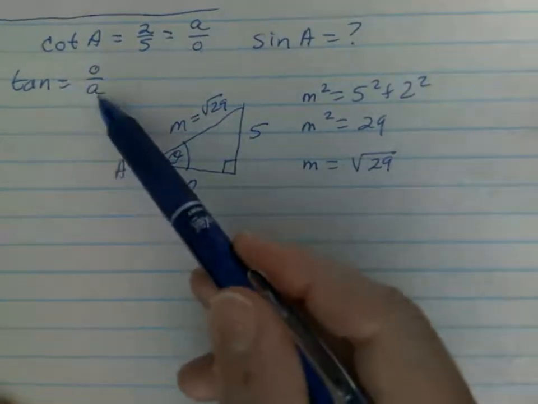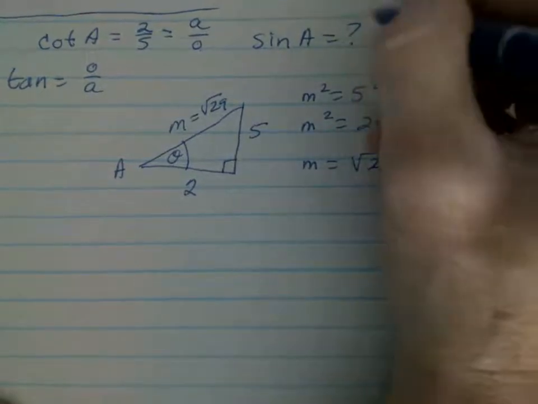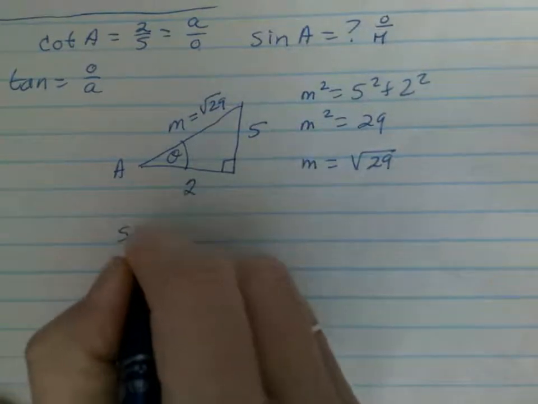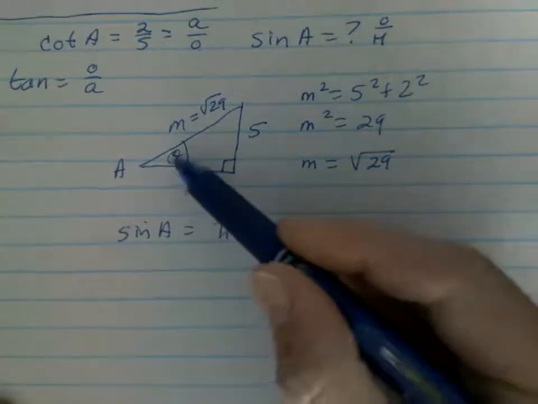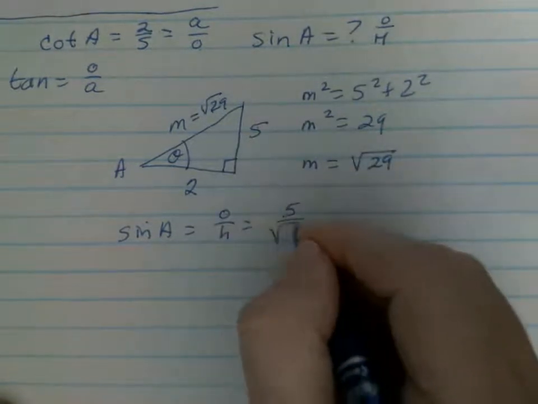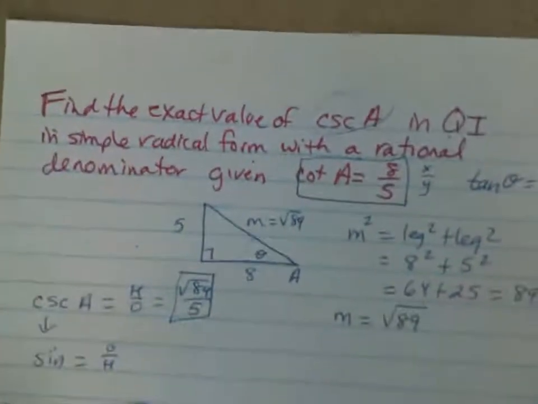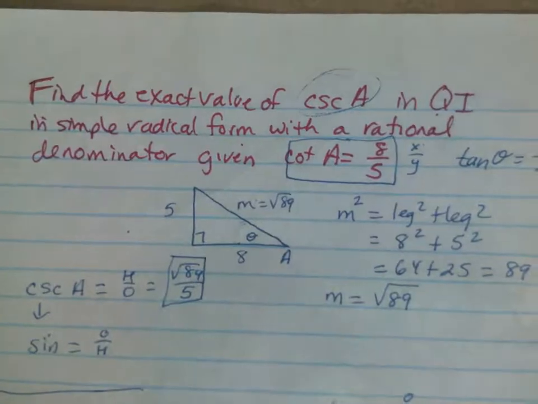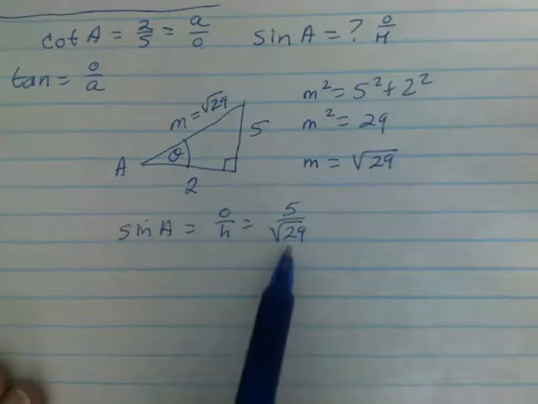Last step is you want to evaluate what we're looking for. We were given this information. This is what we're looking for. We know that sine is opposite over hypotenuse. I'm going to write it down here so I have a little more space. Sine of A equals opposite over hypotenuse. Go back to the triangle. From our reference angle, the opposite is 5. The hypotenuse is square root of 29. And again, what they said for all of these problems is that you have to have a rational denominator, simplified radical form. That's kind of code for saying you can't have a square root in the bottom.